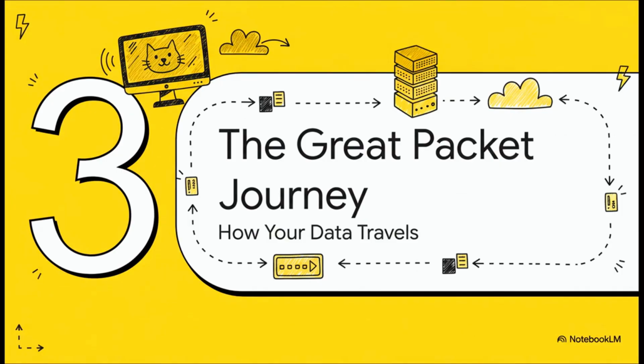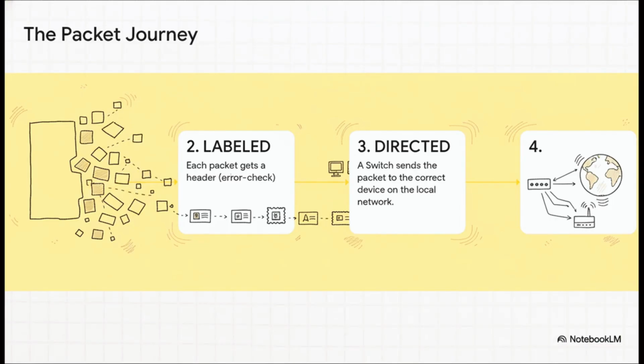So we've met the players. Now let's see how they actually play the game. How does your request to watch a silly cat video actually get from your computer to a server hundreds of miles away and back again? Well, your data doesn't travel in one giant piece. First, as you see in step 1, it gets chopped up into these small bite-sized pieces called packets. Then, in step 2, each one gets labeled with an address, just like a letter you'd put in the mail.